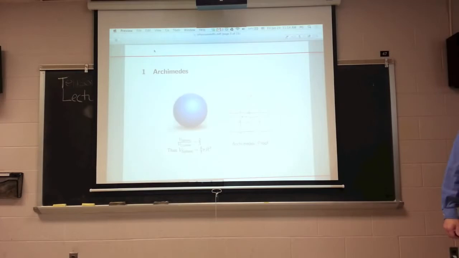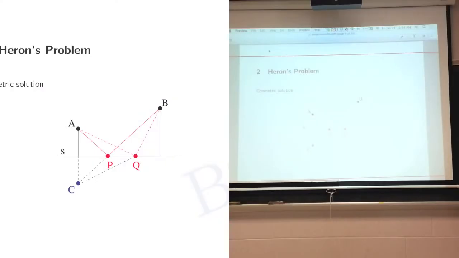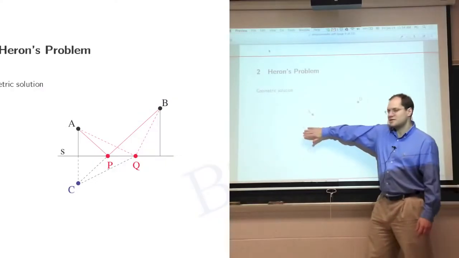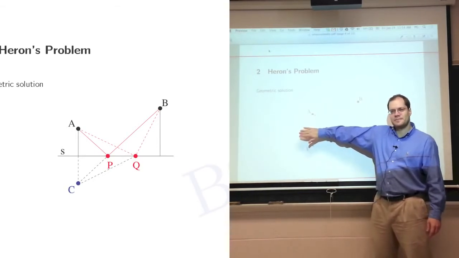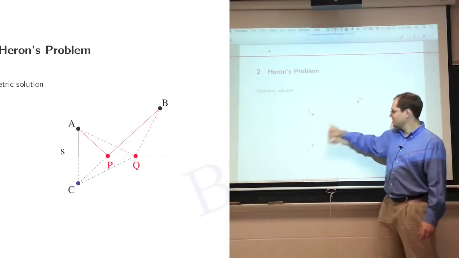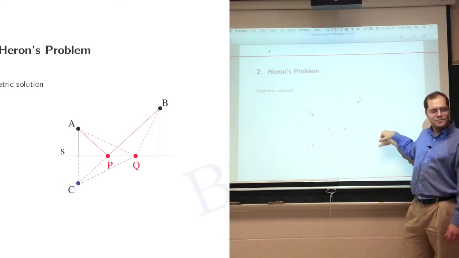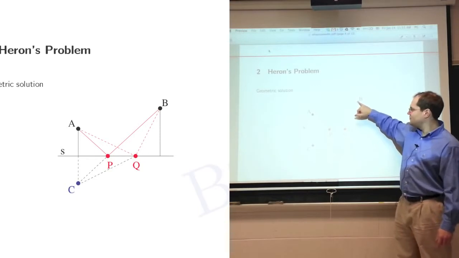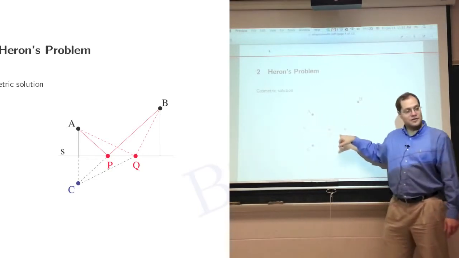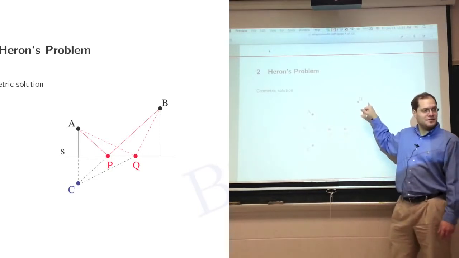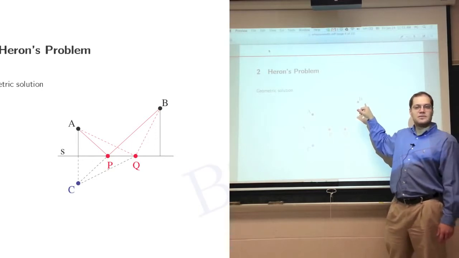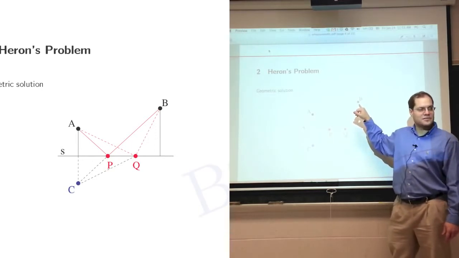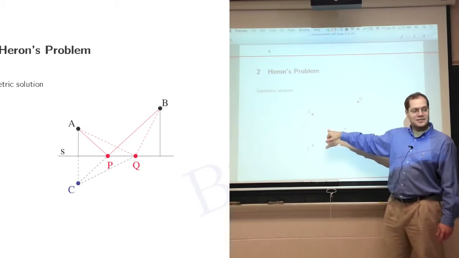Let me give you another problem. It's called Heron's problem. You guys know this problem? Just first concentrate on the top part of this diagram. The problem is you have two villages and a straight river flowing by. If you need to leave village A, go to the river, get some water, and bring it to village B, and you want your distance traveled to be shortest, which point is it?